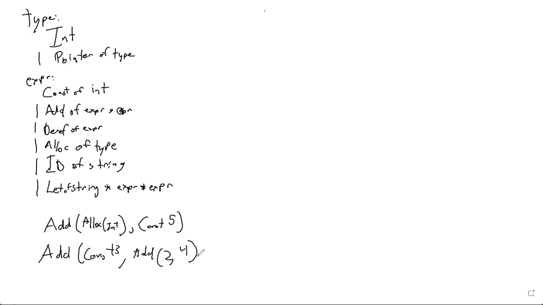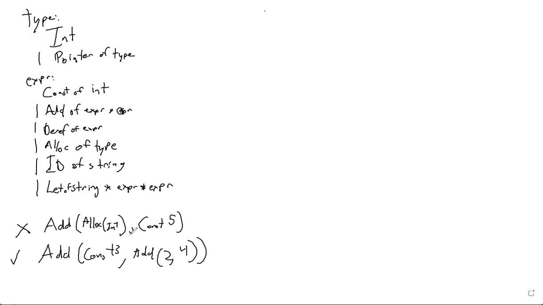2, 4. So this thing should type check, and this thing should not type check. And this is the point of type checking. It's to be able to say that we can allow the top one in our program, but not allow the second one in the program, but not the first one.